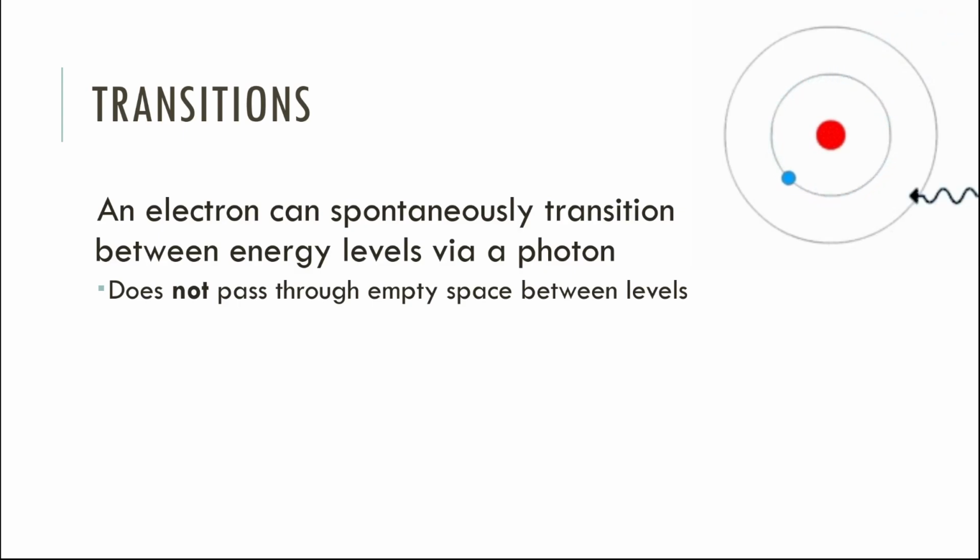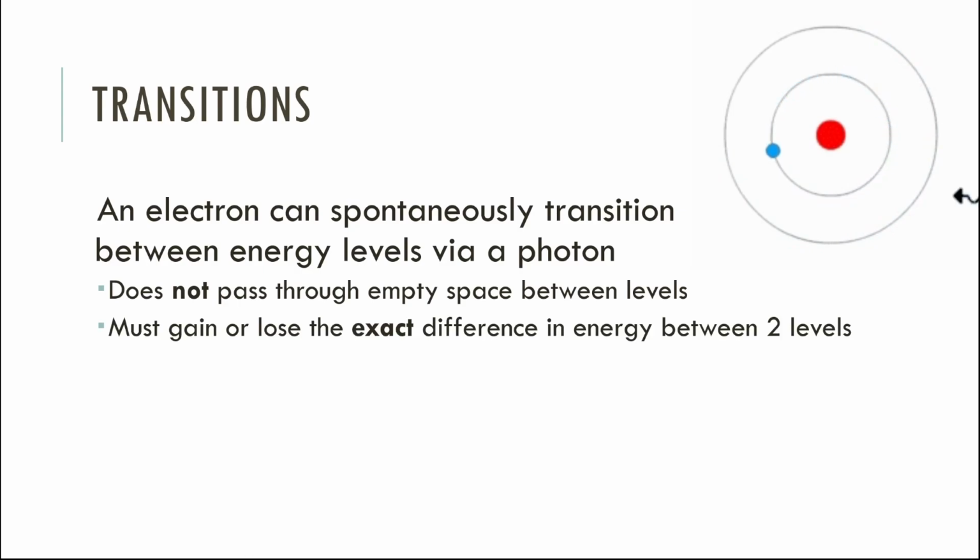If that's confusing, it should be. All right, it's kind of crazy, but that's what happens. The electron can't move in between the space. It spontaneously moves from one energy level to the next immediately. We might do some stuff later that helps explain that a little bit, but that's the idea.